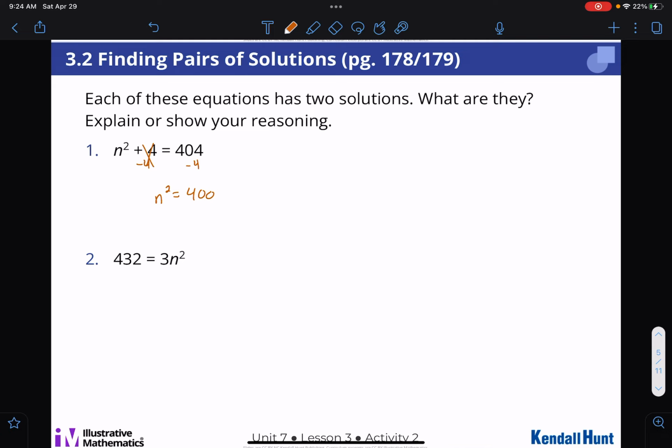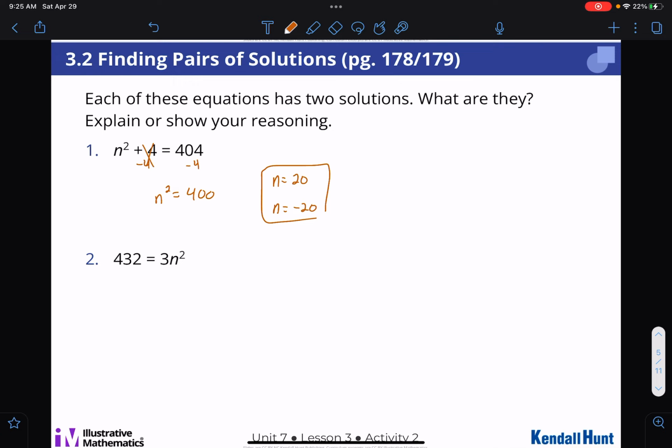Well, we can use our calculator and guess and check a little bit, try to find those numbers. Okay, and eventually we'll figure out that n will equal 20 and n will equal negative 20. 20 squared is 400, 20 times 20. Negative 20 squared is also 400, negative 20 times negative 20.